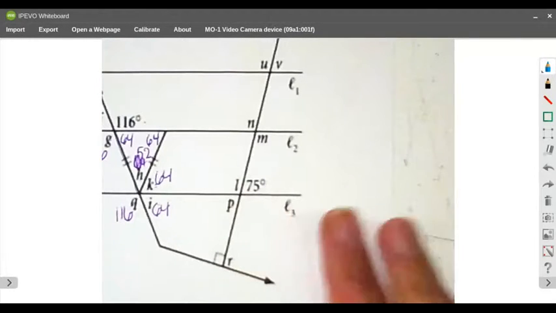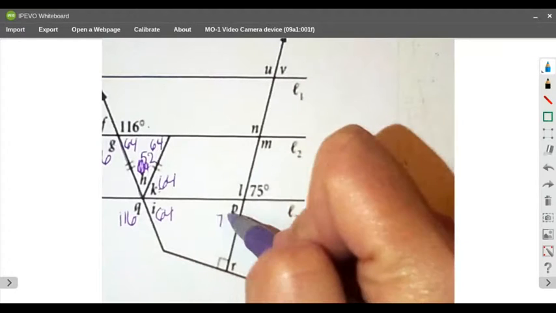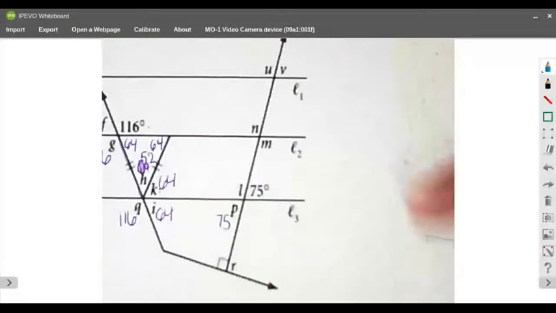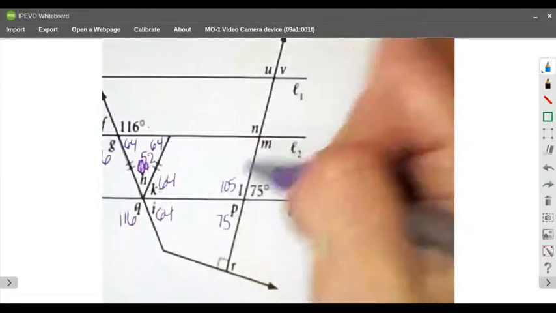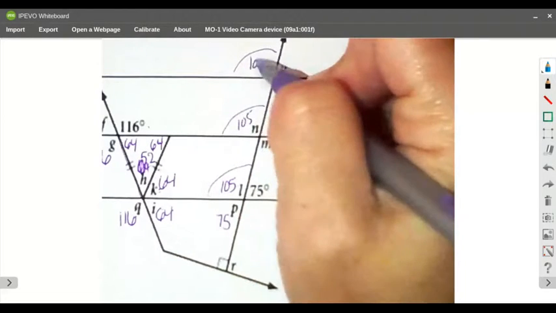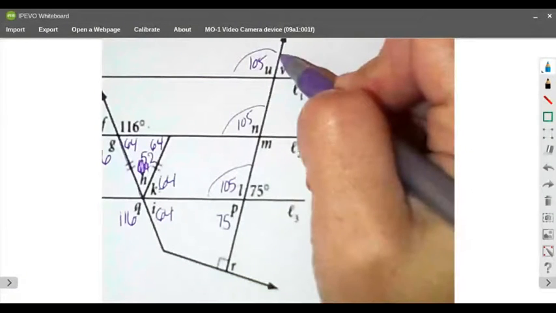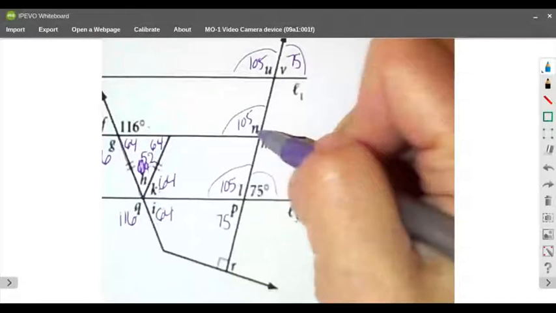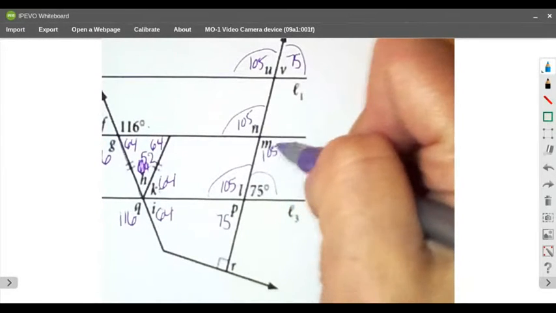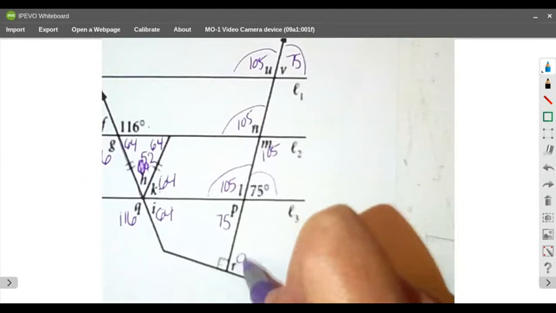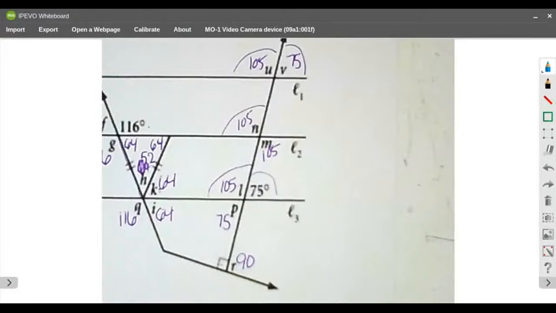Now let's go to this side. This side's pretty easy, actually. These two are vertical, so this is 75. These two are a linear pair, so 180 minus 75 is 105. This is corresponding to this and this, so they're all equal. They're all 105. Corresponding angles are equal. And then V is corresponding to this 75, so V is 75. And then N and M are vertical. So then that leaves R. R, this is 90, and these are a linear pair. 180 minus 90 is 90. So that takes care of puzzle number 1.